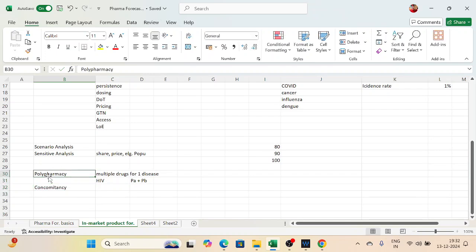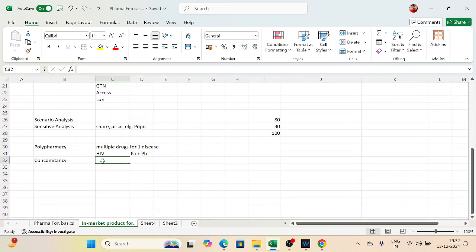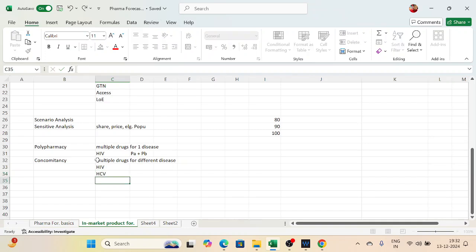Sometimes we have to keep this, depending upon the disease, as I mentioned, pharma forecasting models depend upon the type of disease or the therapy. So we must be aware of these terminologies. Concomitancy is when there are multiple drugs for different diseases. A patient is using multiple drugs for different diseases. For example, let's say a patient has HIV and HCV. That patient is using three different drugs for HIV, and two more drugs for HCV. So that is concomitancy. These are the basic terminologies.